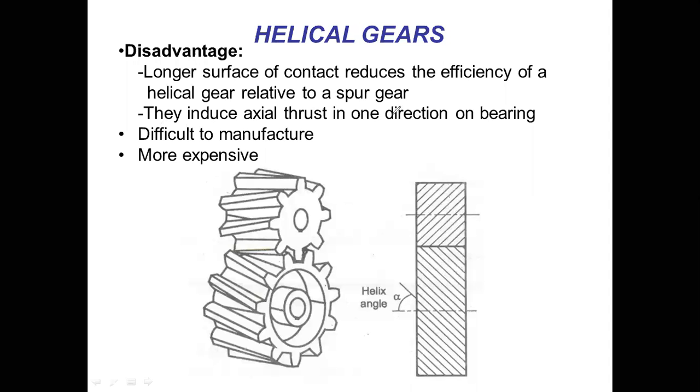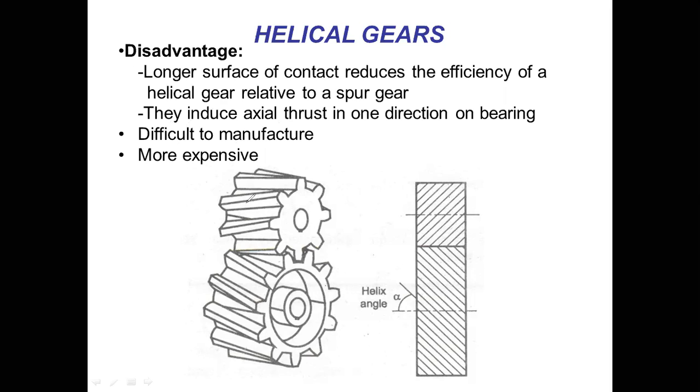They induce axial thrust in one direction on a bearing. This is the most important disadvantage of the helical gear. We will see what the axial thrust is in force analysis of the helical gear, but remember that there is more axial thrust in one direction on a bearing due to the helical gear.